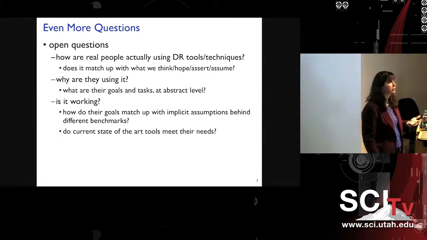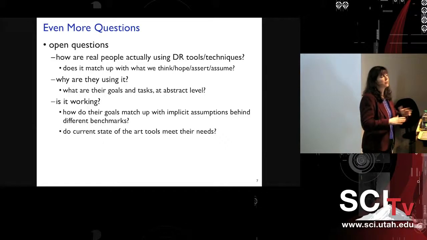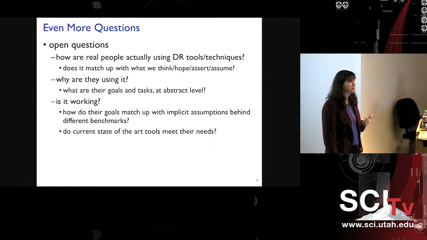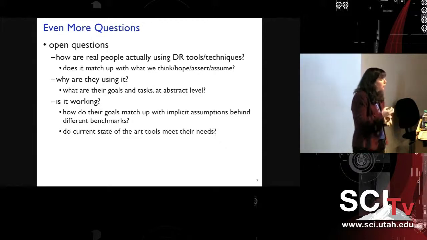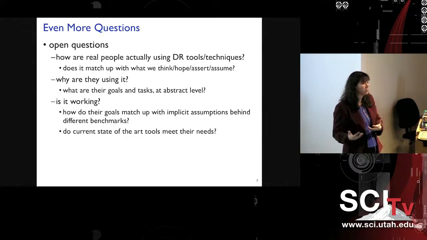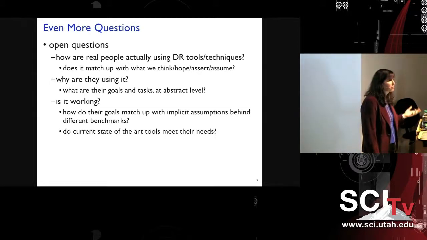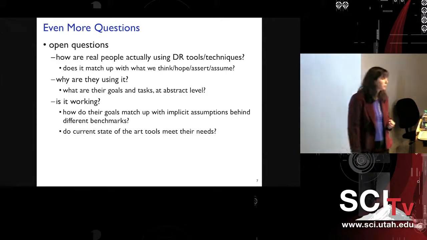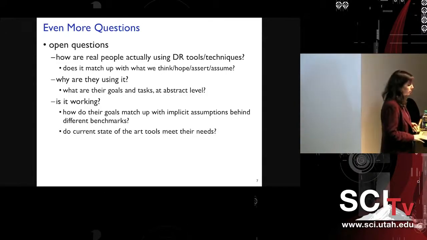And why are they using it? That is, what are their goals and tasks at some abstract level that's a bit more generic than a specific domain problem? And then finally, coming back to, is it working? So how do their goals actually match up with what we assume, or our algorithms assume, in terms of both algorithms and benchmarks? And also, does our current suite of tools actually then meet their needs, or are there open problems that would really benefit from future work?